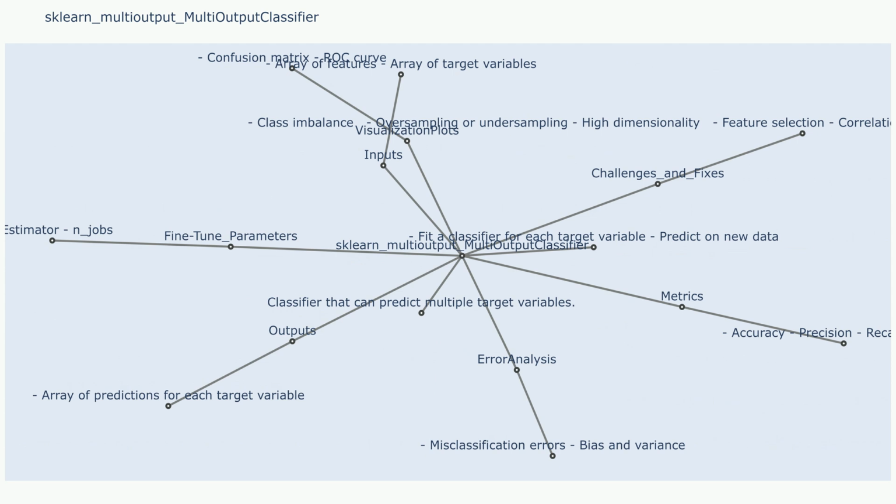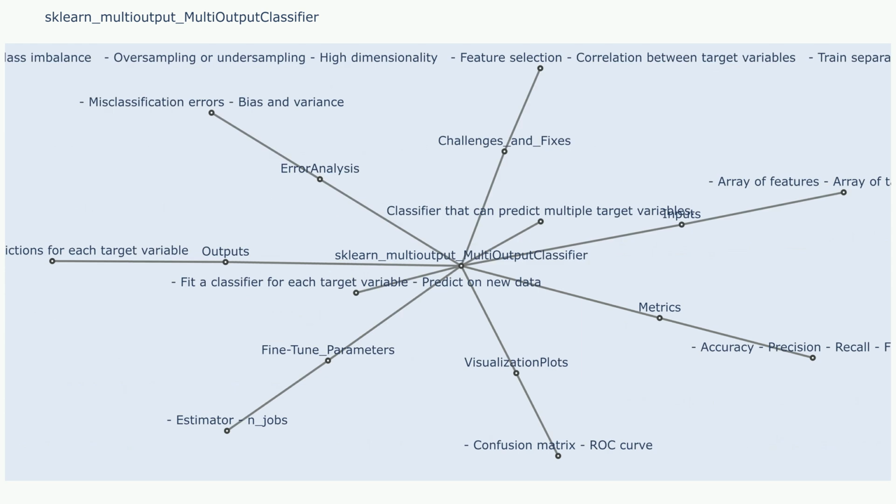Outputs. Output 1. Explain in detail. A 2D array of shape n_samples, n_outputs, containing the predicted target values for each output. Output 2. Explain in detail. Each element in the output array represents the predicted label for the corresponding output variable and sample. Steps. Step 1.